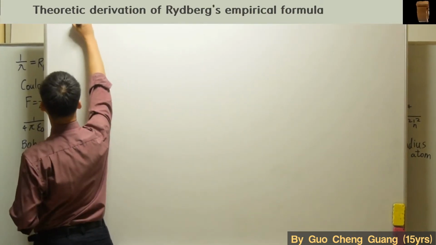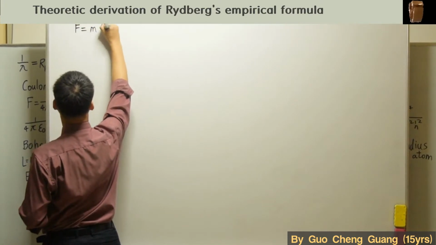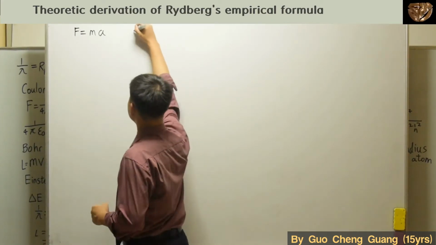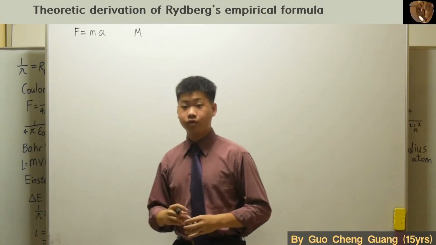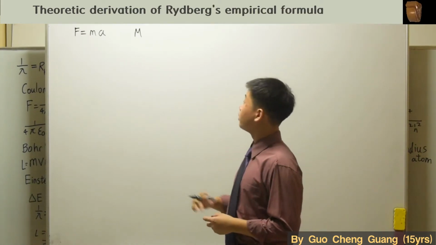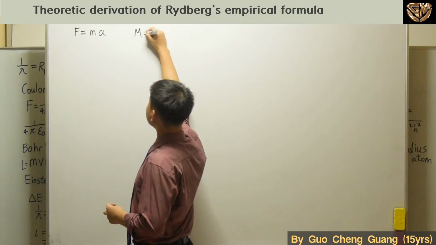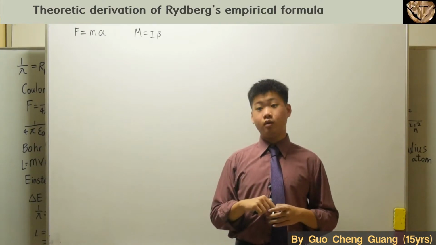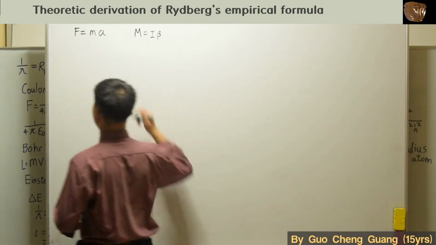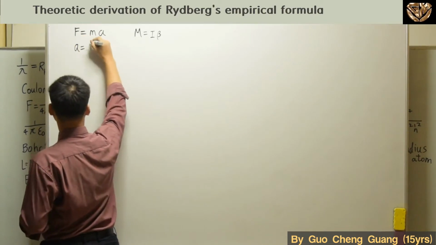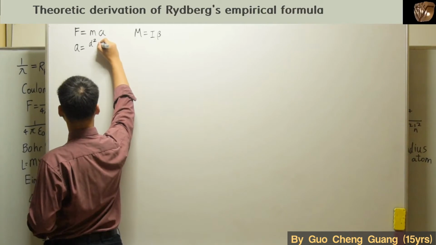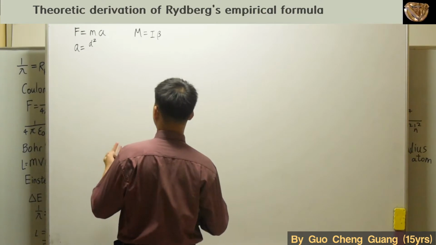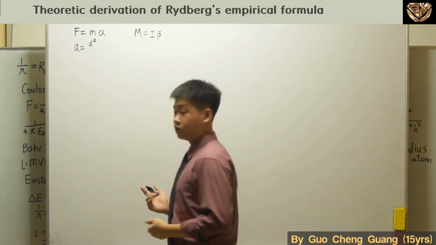Now F equals ma, and if you can recall what the other was, you used moment, right? So when you use moment, that means you will have I beta. These are the two things that you are looking at. For a, this is a second derivative, so what can you use over here? It is a first derivative of your speed, velocity, which is your v.